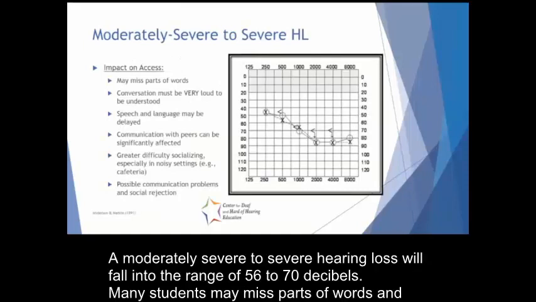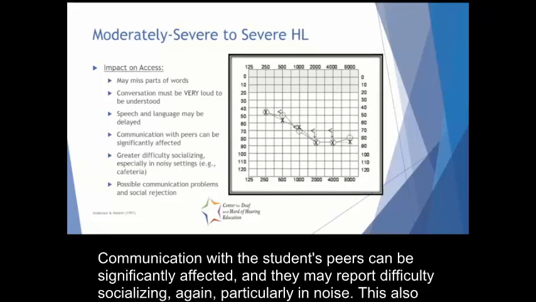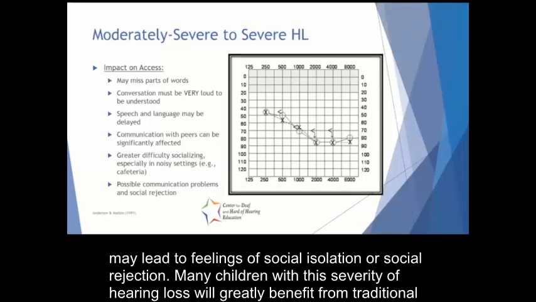A moderately severe to severe hearing loss will fall into the range of 56 to 70 decibels. Many students may miss parts of words, and conversation would have to be very loud to be understood without amplification. There also may be some speech and language delays observed. Communication with the student's peers can be significantly affected, and they may report difficulty socializing, again, particularly in noise. This also may lead to feelings of social isolation or social rejection.